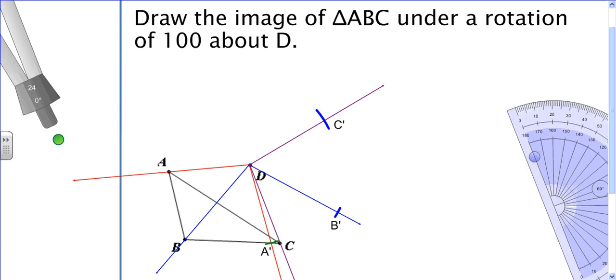Now let's create our new triangle. A prime was right here where the red and green intersected. B prime was here. C prime was here. And so we need to connect those 3 points. Now I know that there's a lot going on here. But what I want you to visualize is triangle ABC, which was here. Can you see how that's been rotated 100 degrees about point D? And these are hard to draw by hand, so you're going to practice doing that in class.